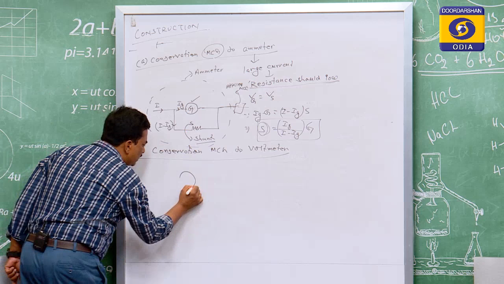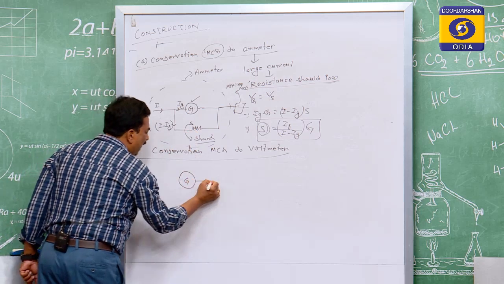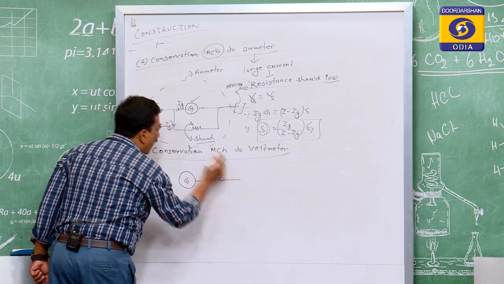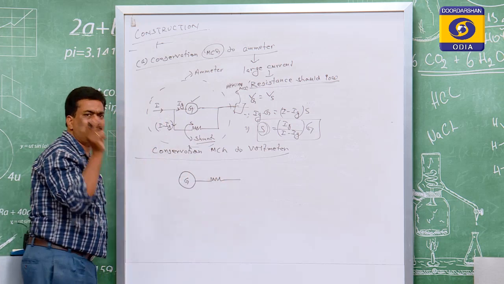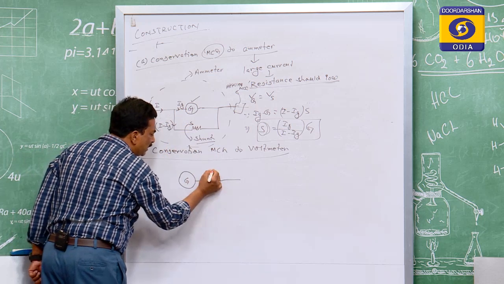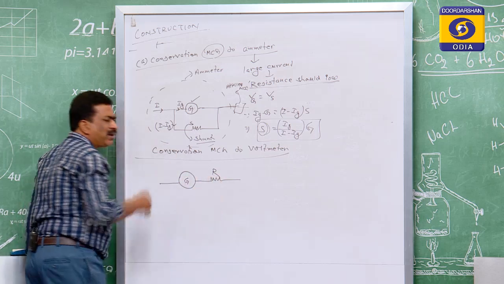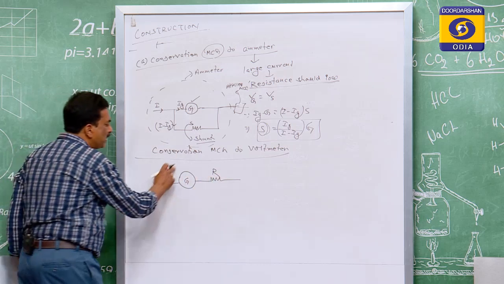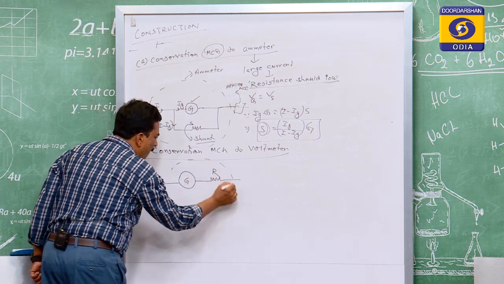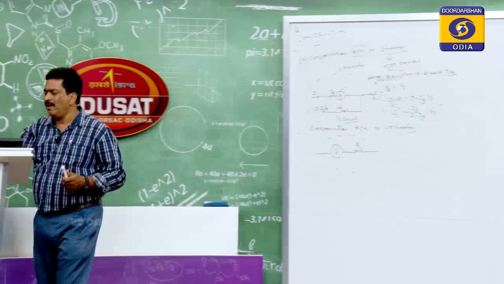If this is the galvanometer, you have to take a resistance. That resistance is here, and it is connected in series. Here we have taken it in parallel; here we have to take it in series. If this resistance is R, connected in series with the galvanometer, then this total combination will become the voltmeter.